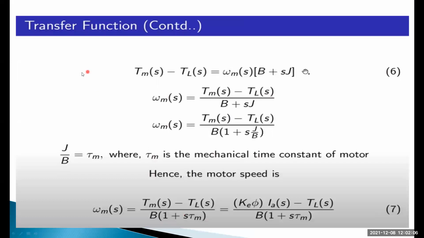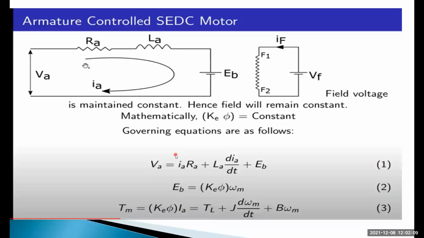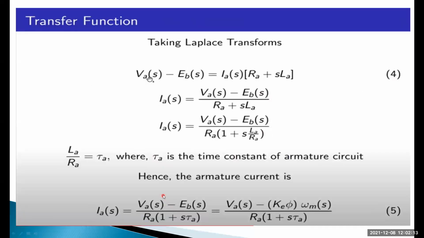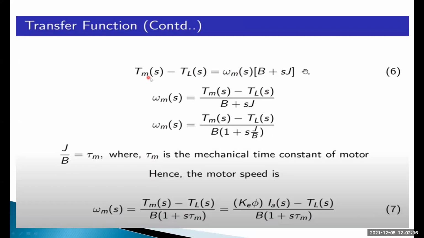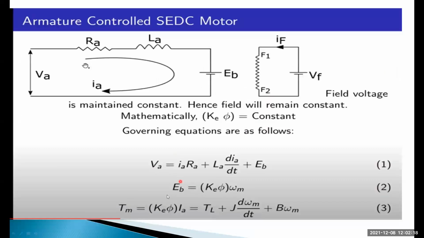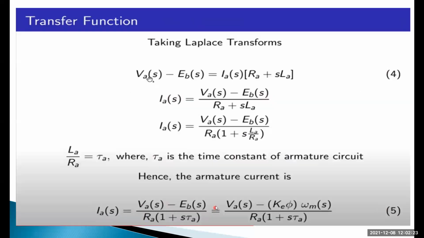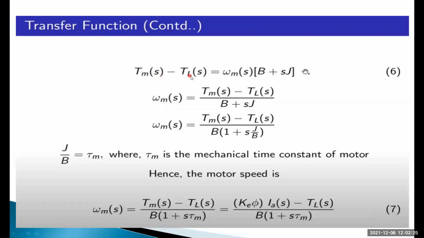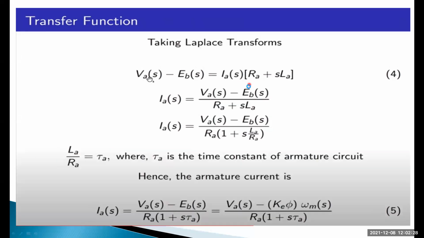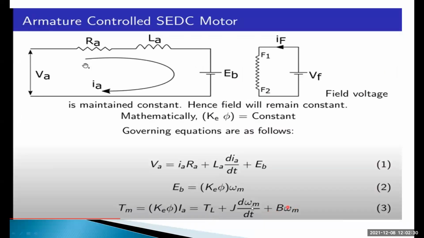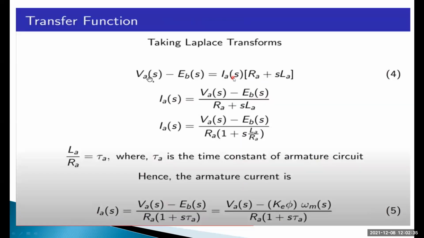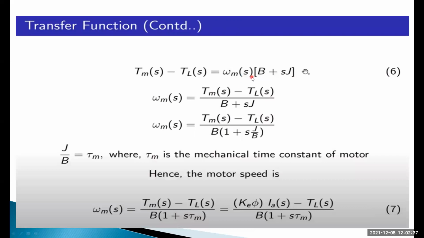Next, apply the Laplace transform to the torque equation. Tm of s is the motor torque, and moving TL to the left side, Tm of s minus TL of s is equal to omega m of s into B plus s into J, since d omega m by dt becomes s omega m of s. So we get the equation like this.